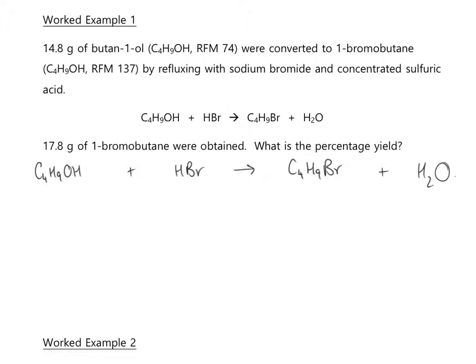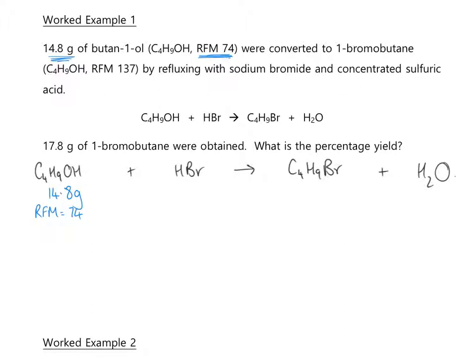You can see that we've got butan-1-ol, and your formulas and your RFM are given there. Are reacting with hydrogen bromide, created from sodium bromide and concentrated sulfuric acid, to give us bromobutane and water. So first of all, let's write the information we've been given underneath the relevant part of the equation. So we've been told that we start with 14.8 grams of butan-1-ol. And we've been given our RFM of butan-1-ol as 74.